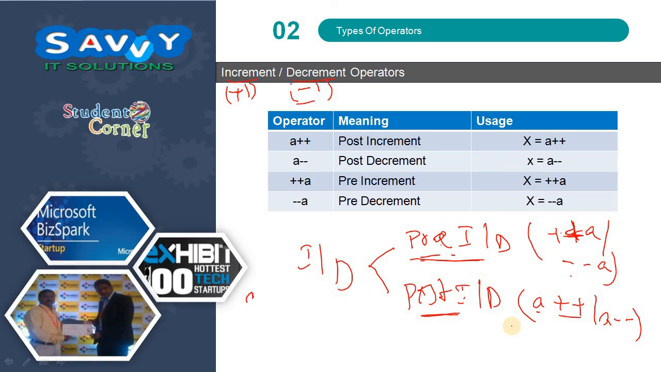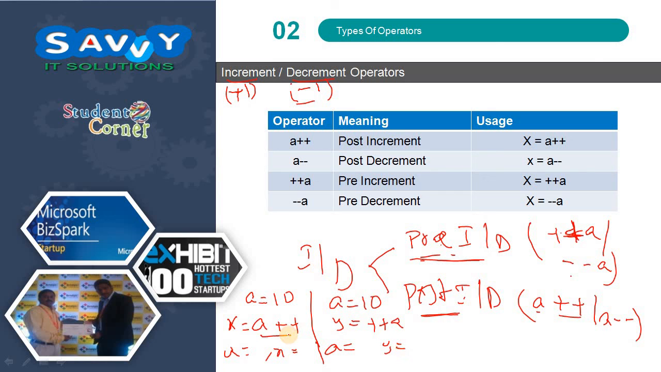Let us take a simple example: a is equal to 10 and x is equal to a plus plus. Similarly, a is equal to 10, y is equal to plus plus a. What is the value of a and what is the value of x? The value of a after incrementing is 11. First we assign the value, so 10 is assigned to x. After incrementation, the value of a becomes 11. But for pre-incrementation, the value is incremented first and then assigned, so 11 will be assigned. So you can find the difference here. That is the difference between pre and post incrementation or decrementation.